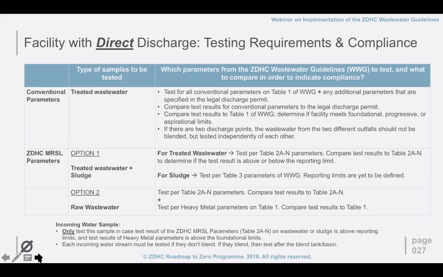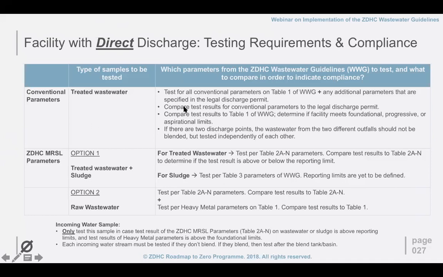there are 2 options. You can either test option 1, which is testing the treated wastewater and the sludge. So that would be, from the previous slide, numbers 3 and 4. You test the treated wastewater against the parameters in the tables that you see here in the slide.